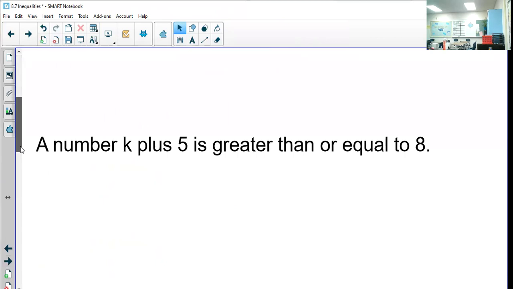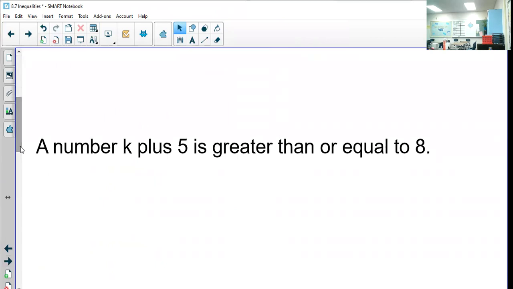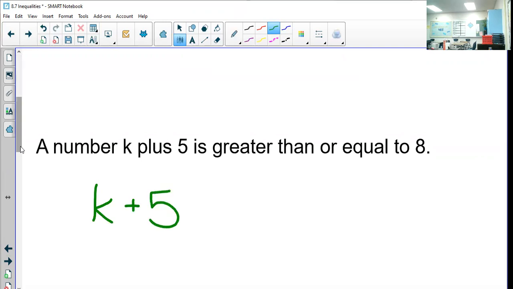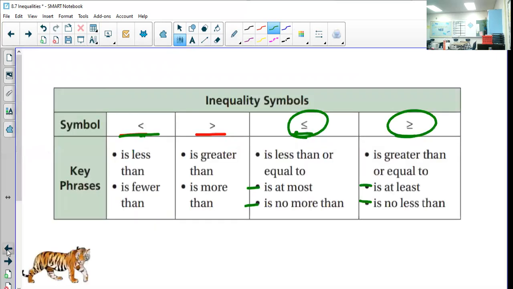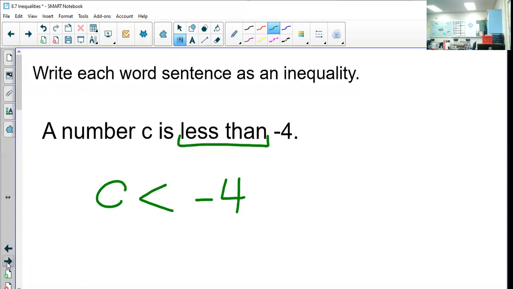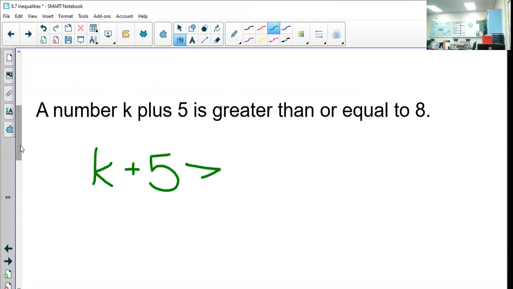Now we have a number K plus 5 is greater than or equal to 8. The thing here is just to follow along exactly with what it says. A number K, so I'm going to write K, plus 5, well, we know that means to add 5, is greater than or equal to. I'm going to go back to my little chart, and where do I see greater than or equal to? Right here. So I'm going to use that symbol, greater than or equal to 8. And that's how we do these.